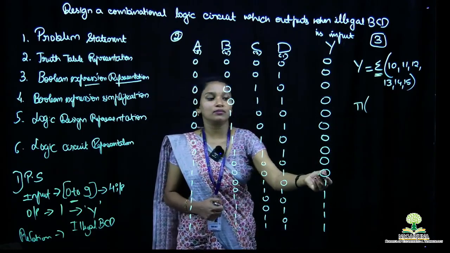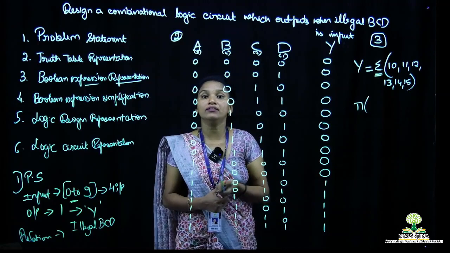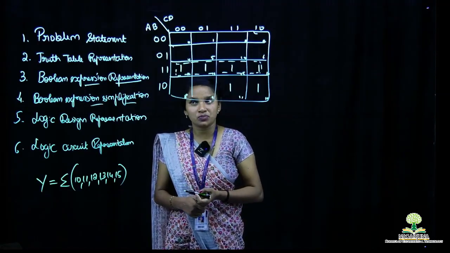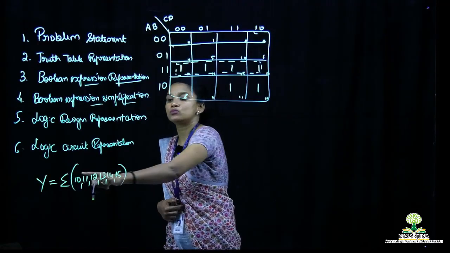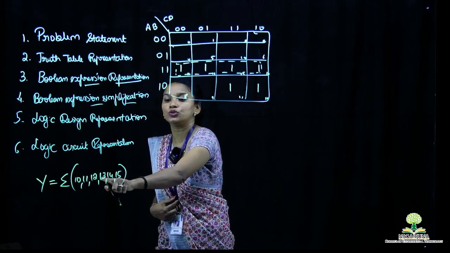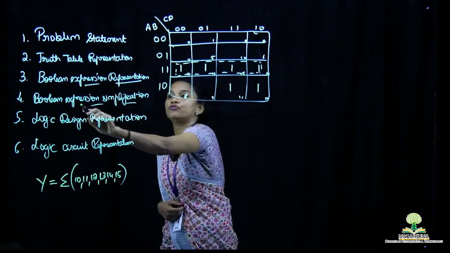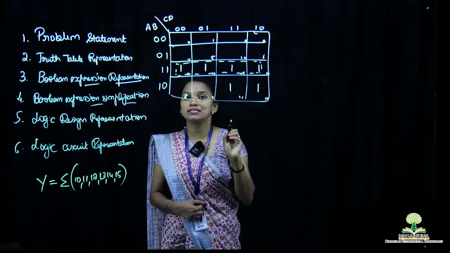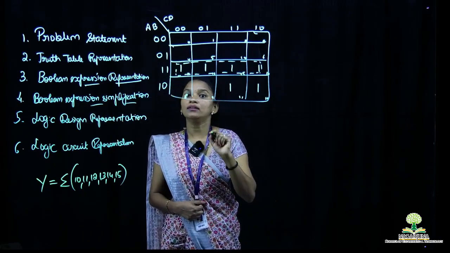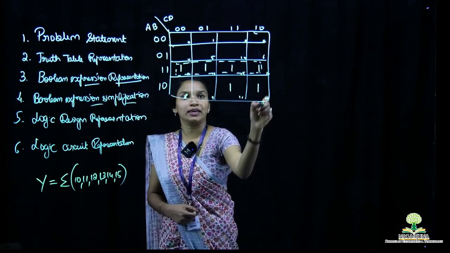So summation is nothing but 10, 11, 12, 13, 14, and so we are done with the Boolean expression representation. We got it as Y is equal to summation of 10, 11, 12, 13, 14 and 15, right? So the next step would be our fourth step, that is Boolean expression simplification, which will be done by a K-map. So we have a K-map here.